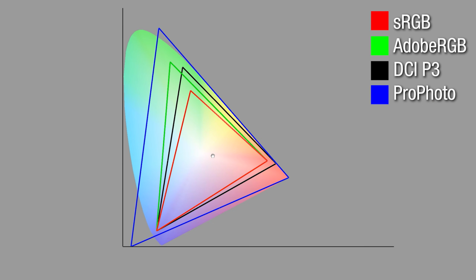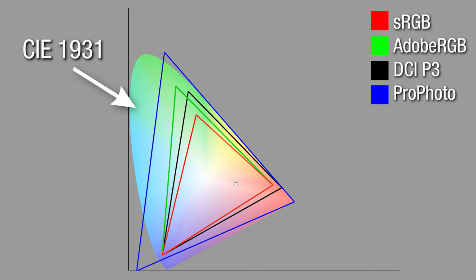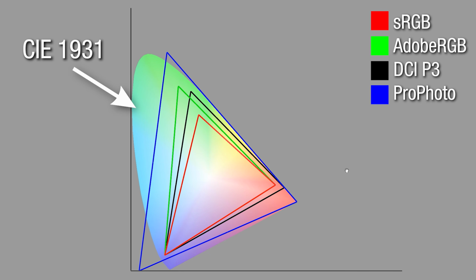And just for reference, you can see some of these color spaces mapped onto a big giant color space called the CIE 1931, which is actually a theoretical color space that supposedly contains all human visible colors. So you can see that even some of the biggest color spaces that we've created that most monitors are not even capable of, even those don't contain all the colors that the human eye is capable of seeing.